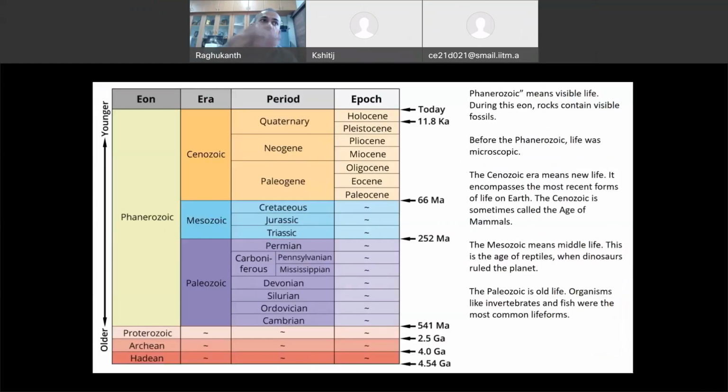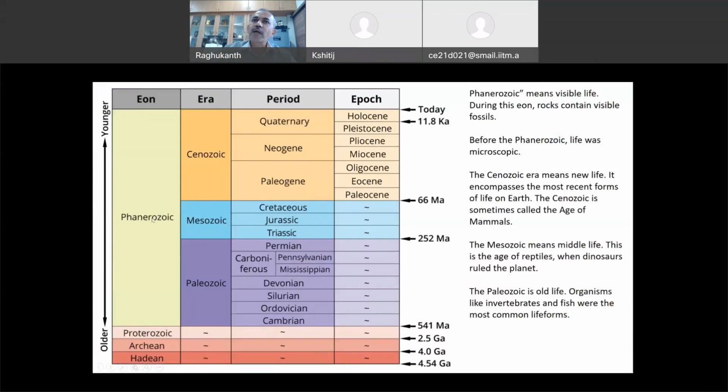Now this is a geological time scale. We have eon, era, period, and epoch. Now I will explain what an eon is. Epochs are smaller time scales. Now all the boundaries, like 11.8 thousand years ago, the Pleistocene ended and the Holocene started. All these boundaries tell us some important geological event.